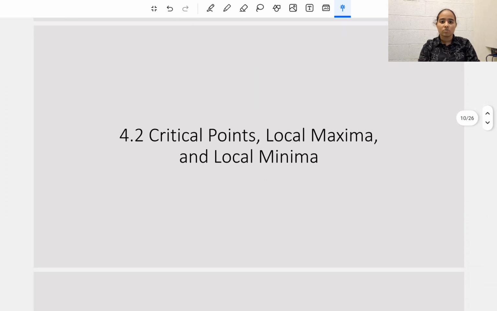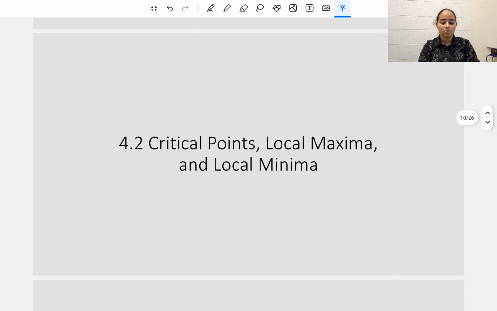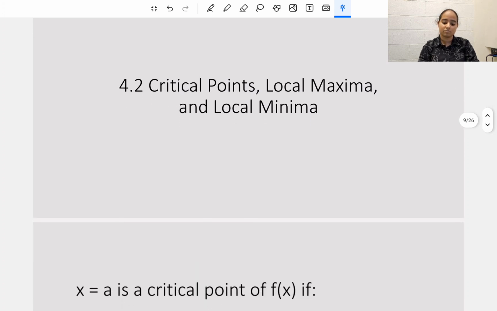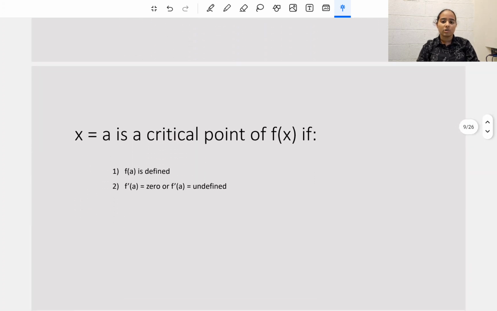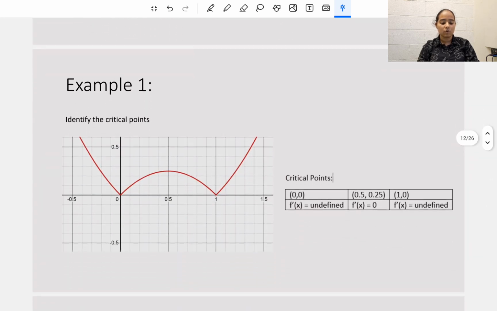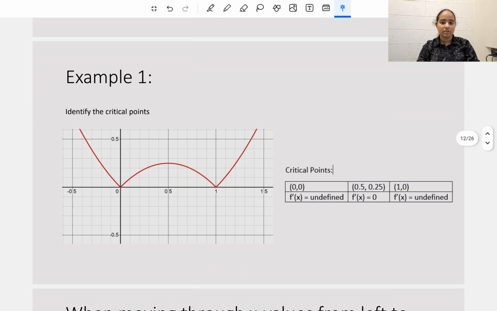Now let's move on to the second section: critical points, local maxima, and local minima. In order for x equals a to be a critical point, you need to fulfill two criteria. Firstly, f of a must be defined. And secondly, f prime a should either be 0 or undefined. In order to get a better understanding, let's look at an example. So, example 1. Identify the critical points.